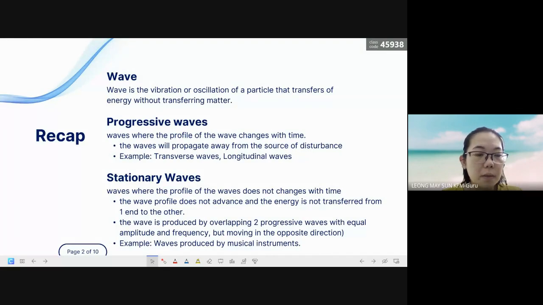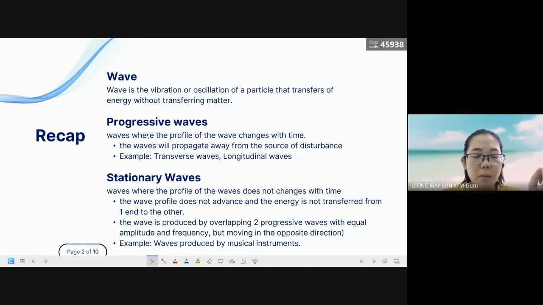So in your syllabus there are two types of waves, okay? Progressive wave and stationary wave, and also mechanical wave and electromagnetic wave. I'm going to focus on progressive wave and stationary wave because I think it's a little bit confusing.